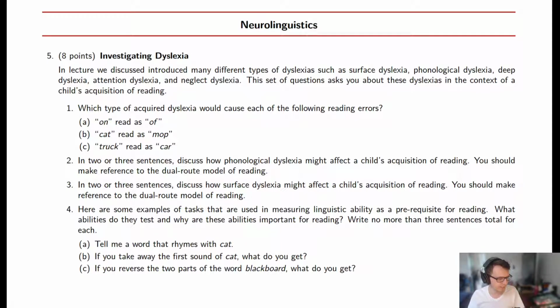And the last one, you'll have some tasks that measure linguistic ability as a prerequisite for reading. What abilities do they test, and why are these abilities important for reading? So tell me a word that rhymes with cat. If you take away the first sound of cat, what do you get? If you reverse the two parts of the word blackboard, what do you get? Okay, so you can tie these in to testing which types of dyslexia you might have.